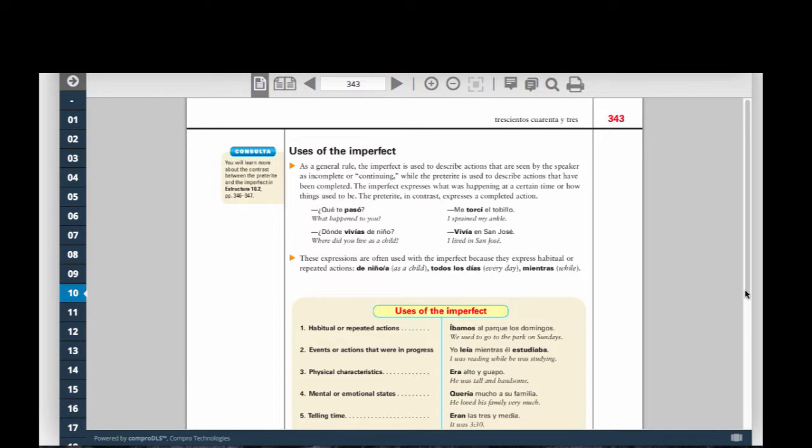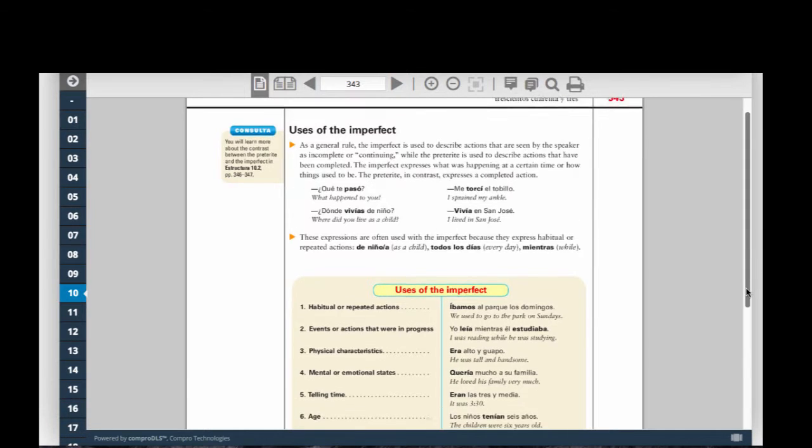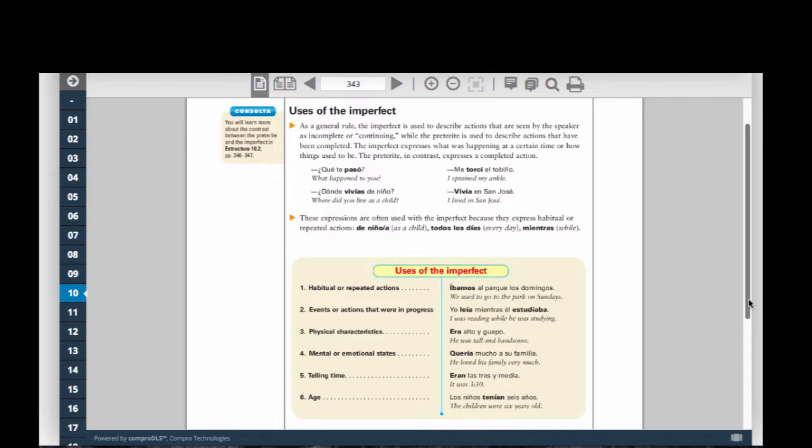When do we use it? Let me take this down. Describe actions that are seen by the speaker as incomplete or continuing. So that is different than the preterite, because the preterite was used to talk about an action that was completed. And like I was telling you, repeated actions, habitual actions in the past. These expressions are often used with the imperfect because they express habitual or repeated actions.